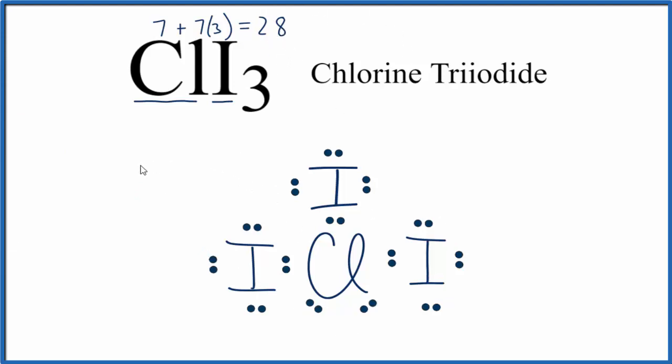If we calculate the formal charges, we'll find that the formal charges on each one of these elements is 0. And that's a very favorable situation. That tells us that this probably is the best Lewis structure for chlorine triiodide, ClI3.